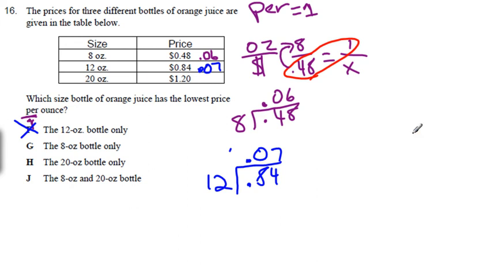So we take the whole price divided by the number of ounces. 20 can't go into 1, 20 can't go into 12, but 20 can go into 120 6 times. 6 times 20 is 120. So here we also get 0.06. So if they have the same price per unit, which one has the lowest price? It would be both 8 and 20 ounces.